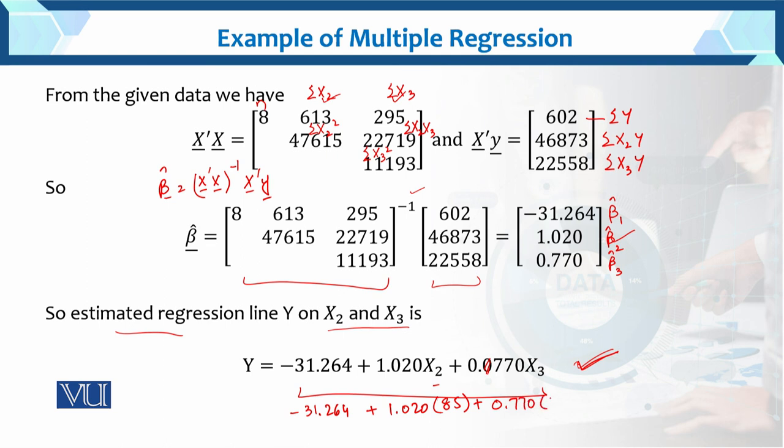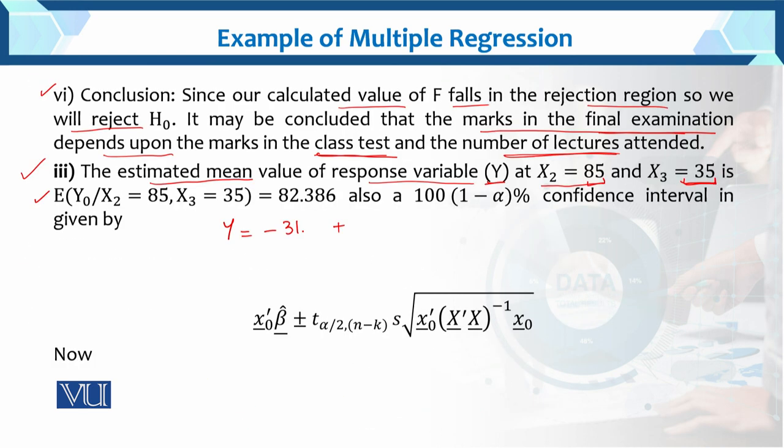0.770 x 35. अब हमने प्रेडिक्ट किया कि हमारे पास y की कौन सी वैल्यू आएगी, मींस कि अब फाइनल एग्जाम्स में हमारे पास क्या रिजल्ट आएगा, विच इज इक्वल्स टू 82.386. ठीक है, अगर हम और मेहनत कर रहे हैं और क्लास टेस्ट में 85 मार्क्स लिए, 35 लेक्चर्स अटेंड किए, तो हमारे फाइनल एग्जामिनेशन मार्क्स या फाइनल मार्क्स हमारे 82.36 आएंगे. सो दिस इज द प्रेडिक्शन.